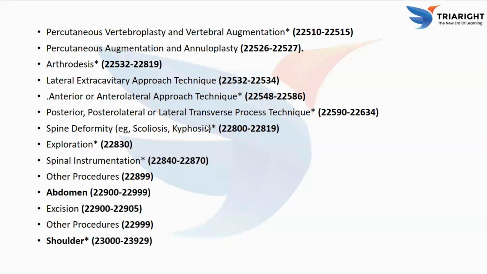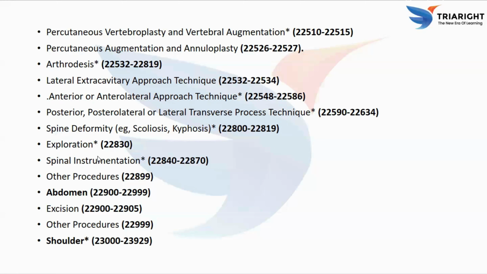Posterior or posterolateral is the access from the back. Posterior means backwards, the back of the body. So always remember, approach matters in CPT spine coding. The code ranges for the posterior approach are 22,590 to 22,634.